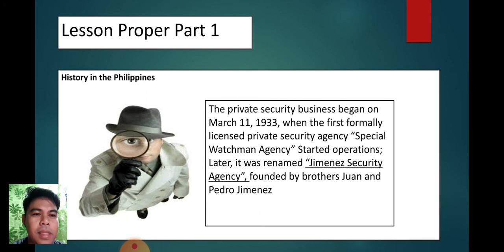History in the Philippines. I remember that Alan Pinkerton established the first special watchman agency. He established it on March 11, 1933. This special watchman agency was renamed Jimenez Security Agency, founded by the brothers Juan and Pedro Jimenez. So later on it was renamed and absorbed by the Jimenez brothers.